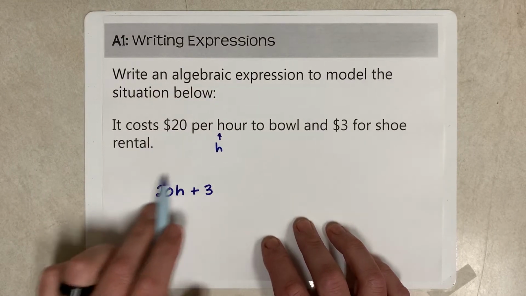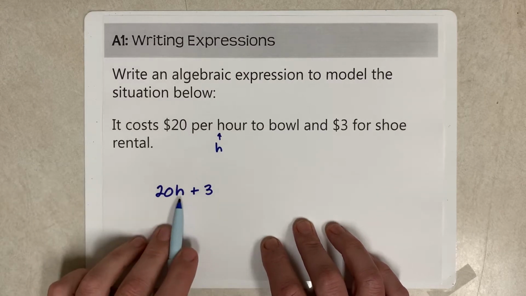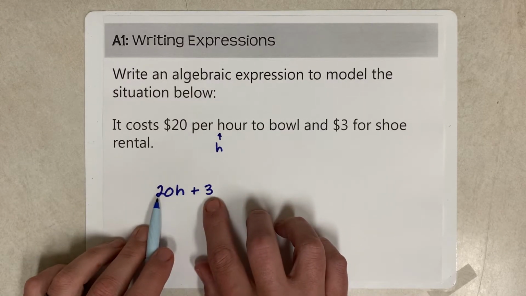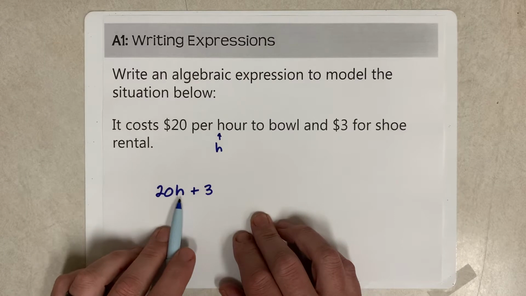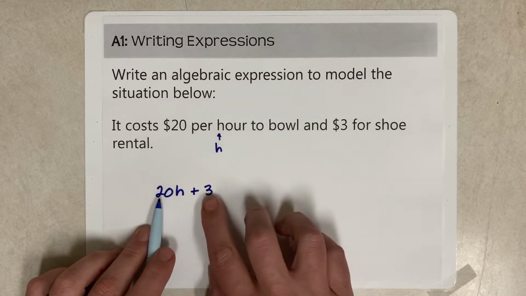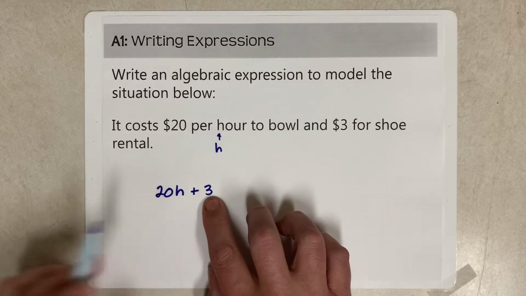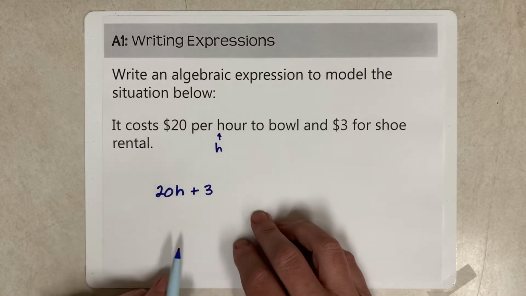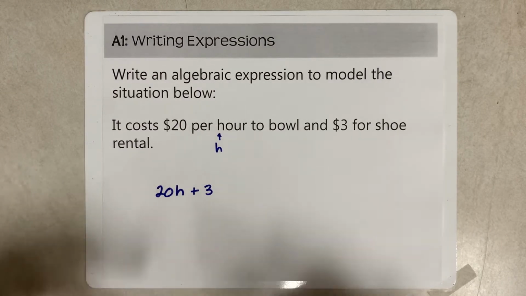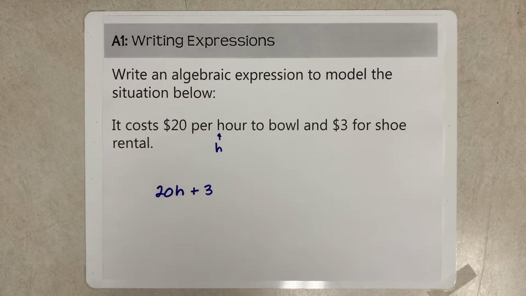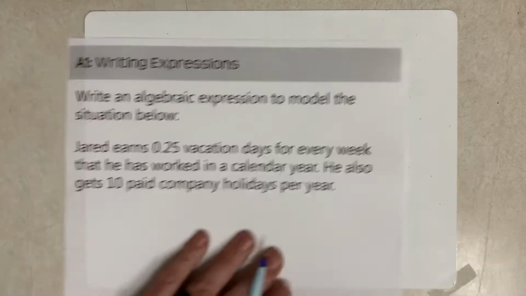This expression now, if you bowl 1 hour, it's going to cost you 20 plus 3, $23. If you bowl for 2 hours, 2 times 20 is 40, plus another 3 would be 43. So now you could actually take this expression and calculate how much money it's going to cost for so many hours of bowling. All right. Next example, let's do this.